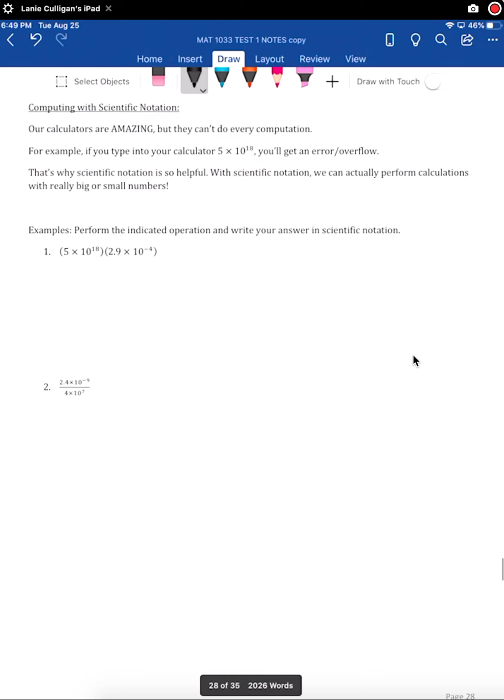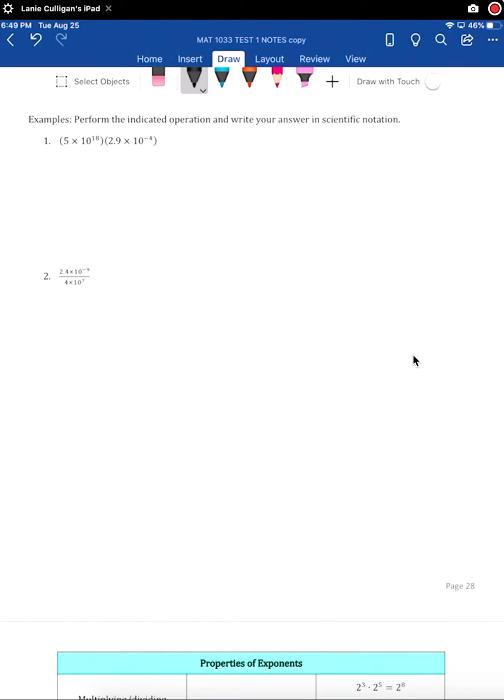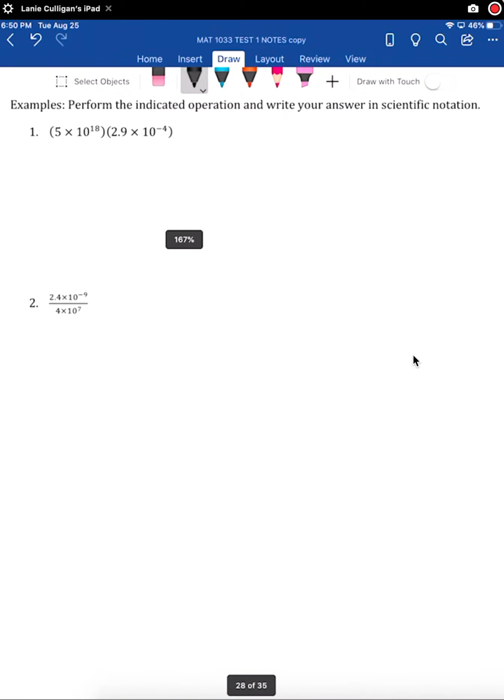So perform the indicated operation, writing our answer in scientific notation. 5 times 10 to the 18th power times 2.9 times 10 to the negative 4th power. Now remember, this is just some really, really big number times another really, really small number. So there's just a number times a number. But here it's kind of like we're going to combine like terms. So combining our coefficients, our numbers out front. So 5 times 2.9. Which in our calculator, 5 times 2.9 will give us 14.5.